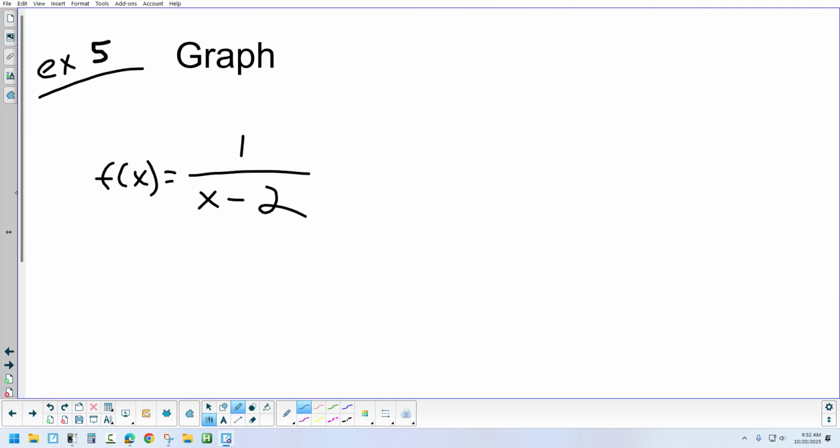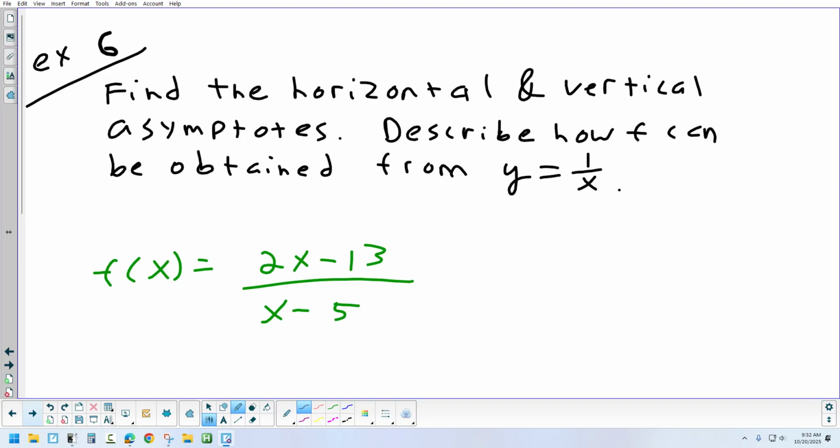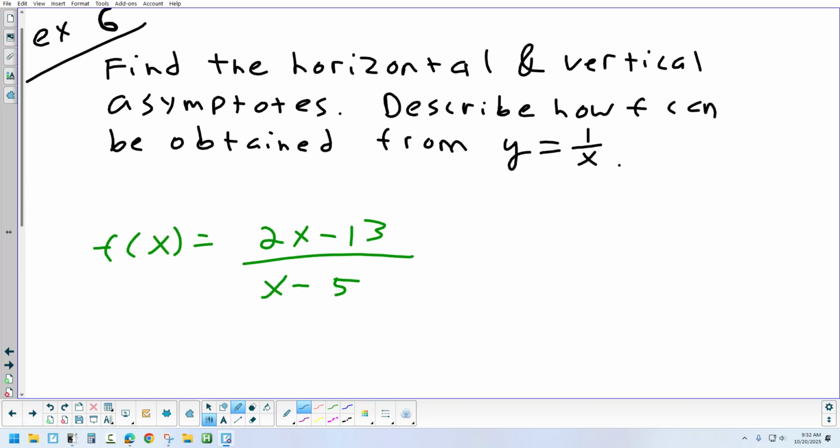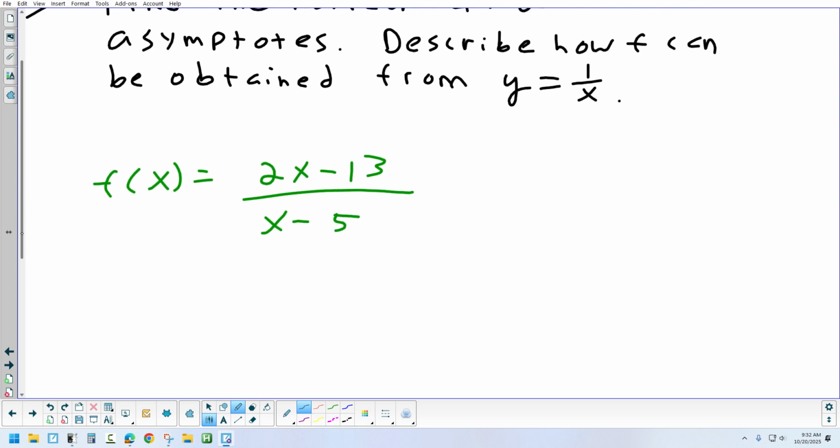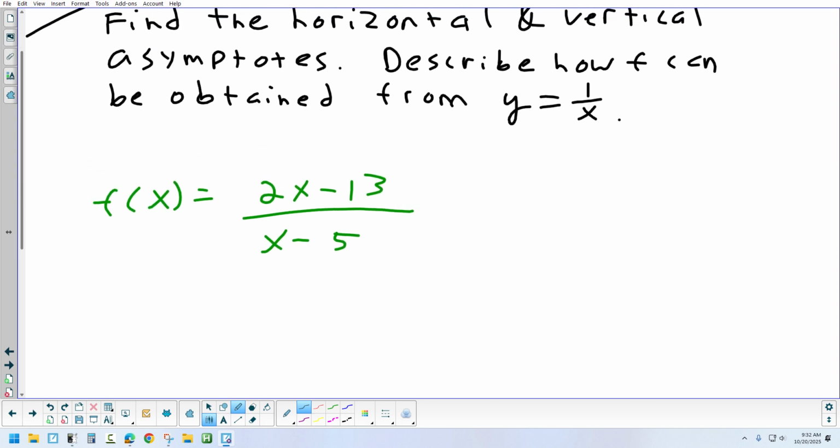I don't think we need to graph that one. All right, let's look at this one. It says find the horizontal and vertical asymptotes, and we want to describe the transformations. Okay, so this would be a good spot for me to make a diagram that shows you your transformations.